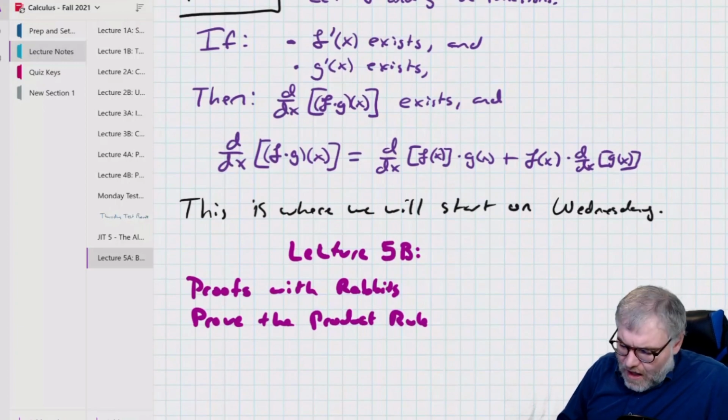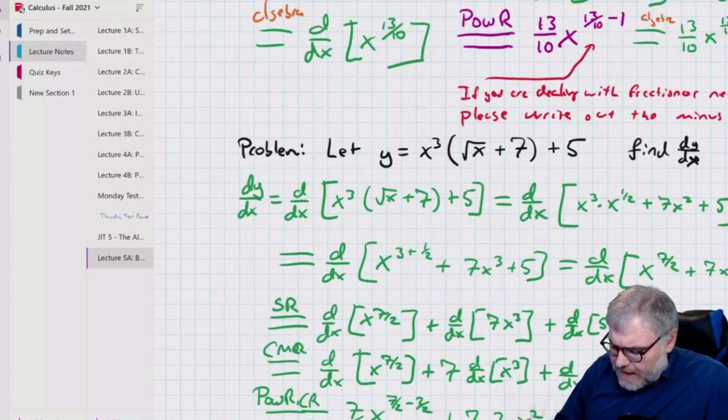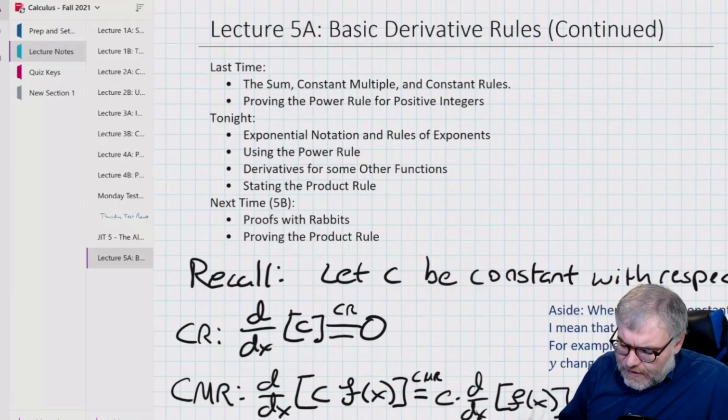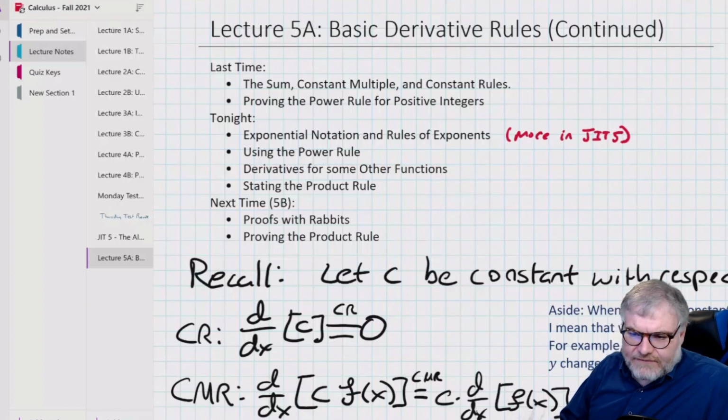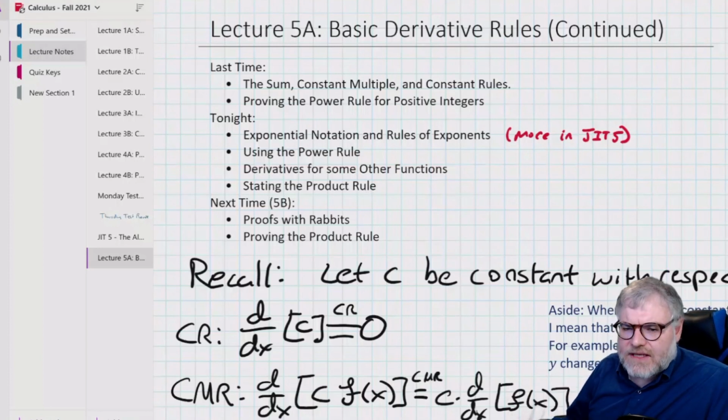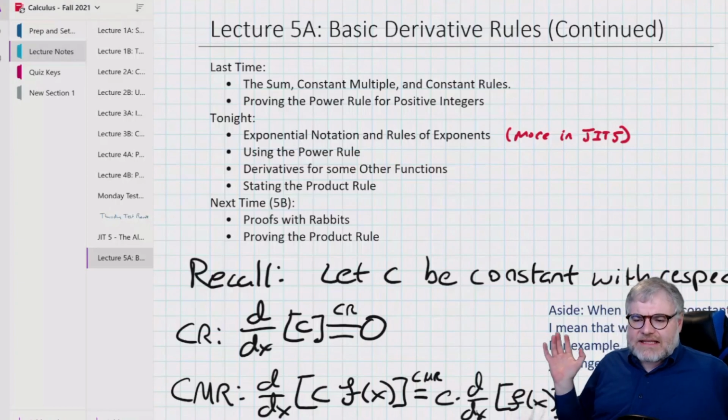We're going to do proofs with the radix, and we're going to prove the product rule. So today, just to recap, we went over exponential notation and rules of exponents, briefly, but there's more of this in JIT 5, in just-in-time 5. We used the power rule to compute some derivatives. We did some derivatives of other functions, and we stated the product rule. Next time, we're going to do proofs with radix, proving the power rule. Okay, that's it. Thank you very much.